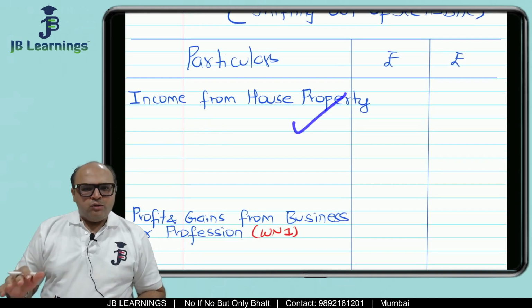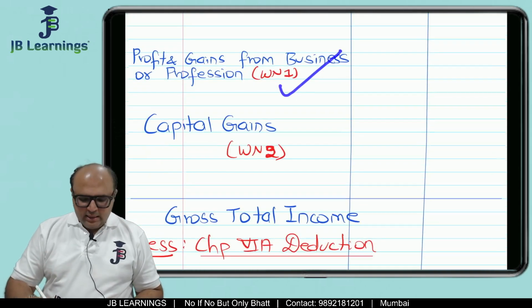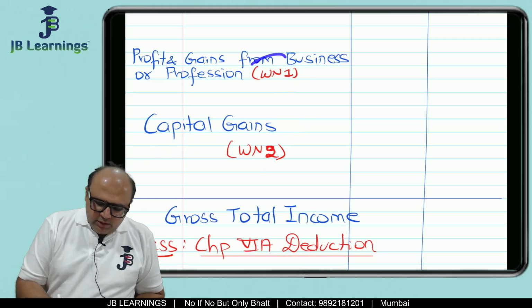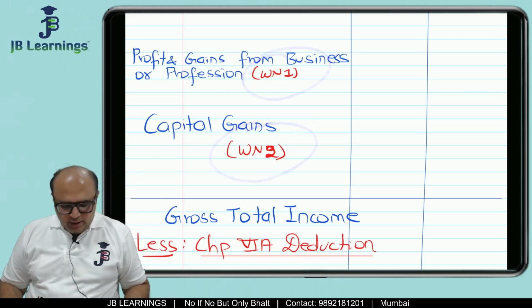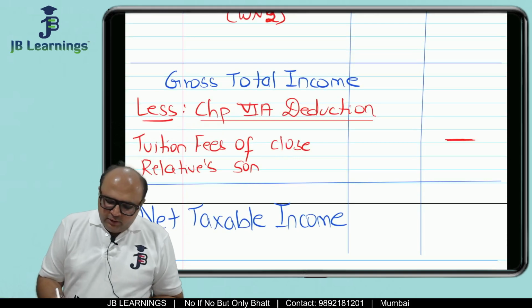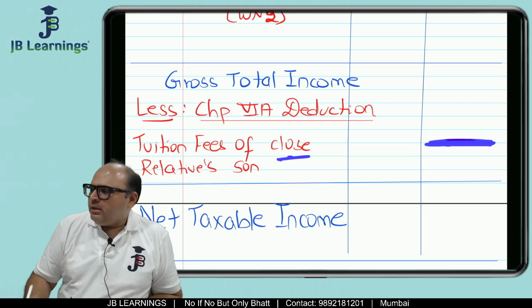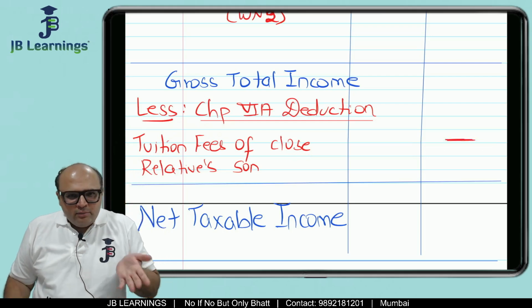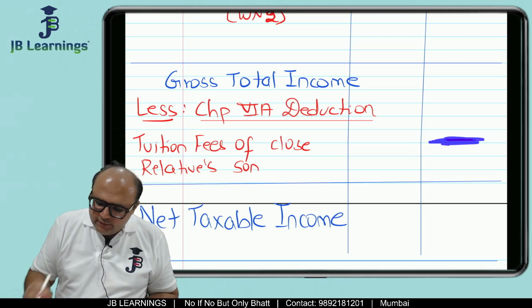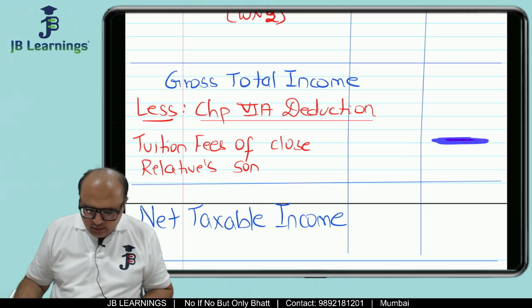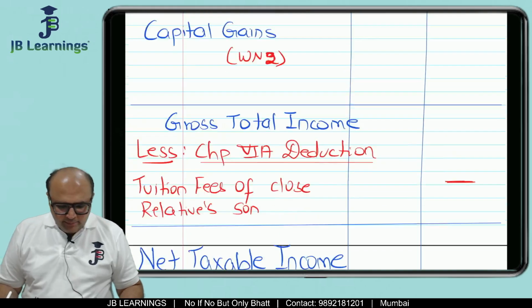So income from house property is there. PGBP is there, capital gain is there. So for PGBP working note 1, capital gain working note 1. Then tuition fees of close relative son, but ATC deduction will not be available because it is not for Simran's son, it is for close relative son. So we can put a dash over here and then the net taxable income.